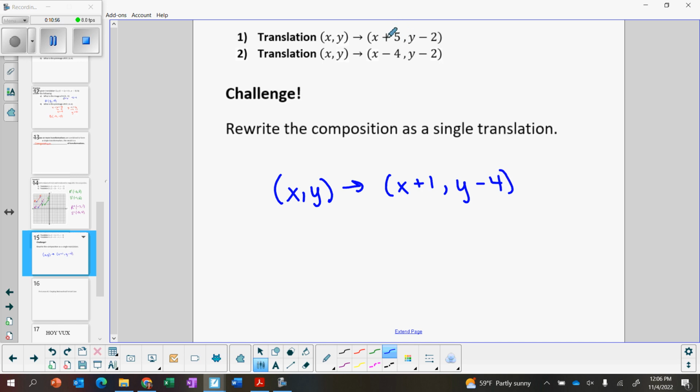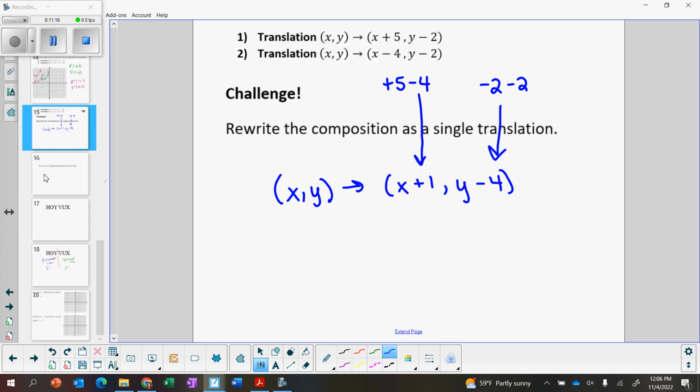Now let's look at this. +5 and -4 together, right? +5 minus 4 is a +1, and -2 minus 2 is a -4. So that's also how we can get our composition as a single translation.